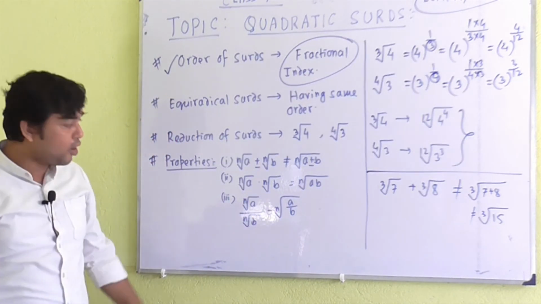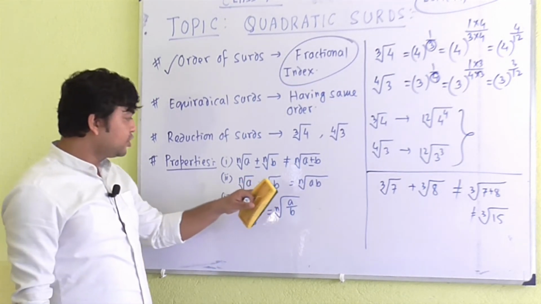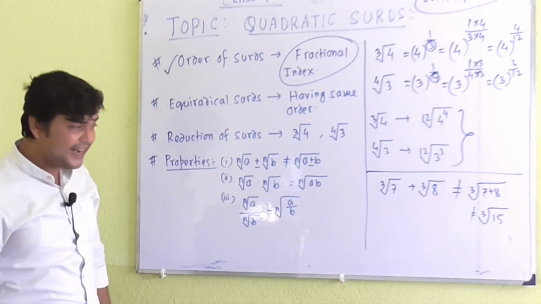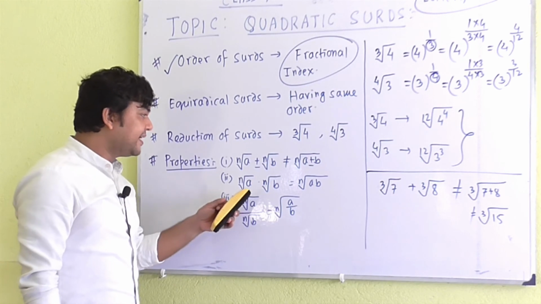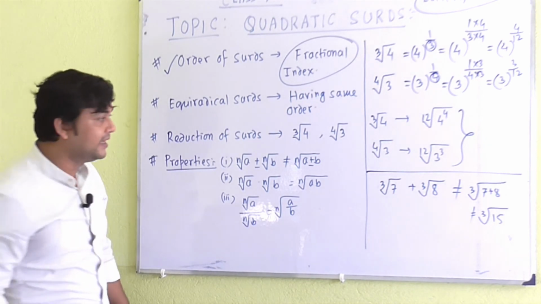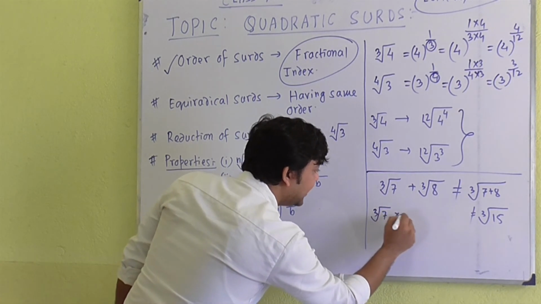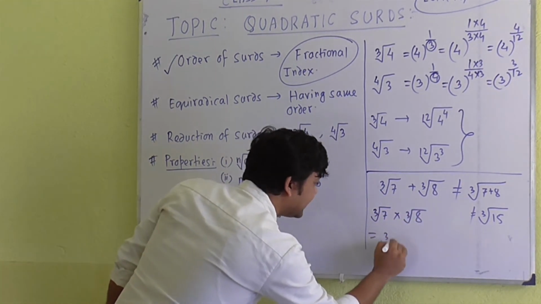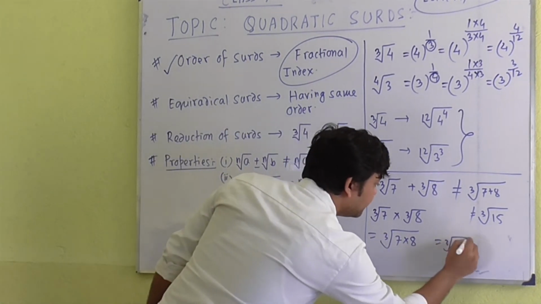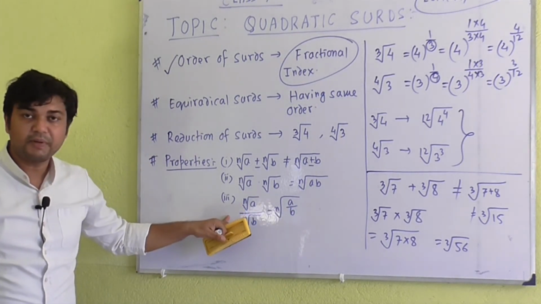Now the second property is very important. It is the property of multiplication. Nth root of a into nth root of b. In both the cases the order is the same. The order is n actually. Here you can write nth root of a into nth root of b as nth root of a into b. That means, if we take the similar example, cube root of 7 into cube root of 8, in that case we can write cube root of 7 into 8. That is cube root of 56. And this also holds good for the division operation.